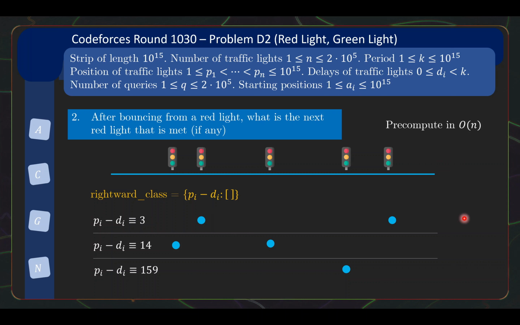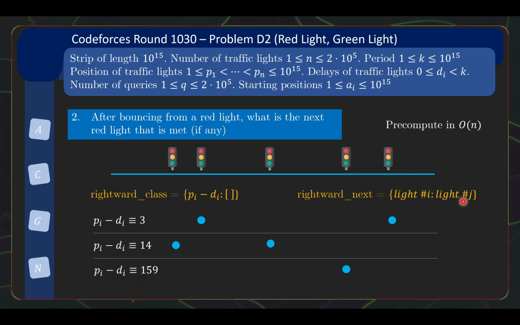Now, that is all good, but actually what we want is to know what is the next traffic light quickly. So what we can do again is pre-compute this answer or lookup table by defining a dictionary called rightward next. So if I'm heading to the right and I just bounce off light I, what is the light J that will be the next red traffic light that I meet, if any?